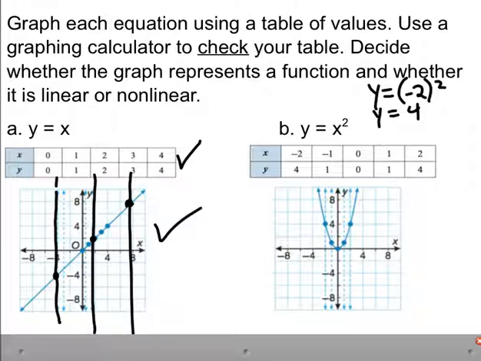And then we check our second one. This is nonlinear, but it doesn't mean that it's not a function. Based on our table of values, yes, every input, every x value has one and only one output, y value. So it works based on the table.